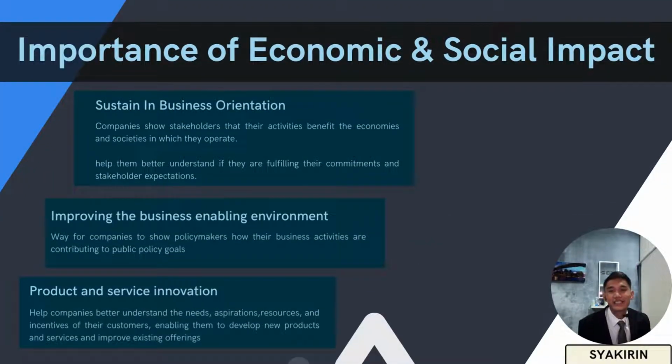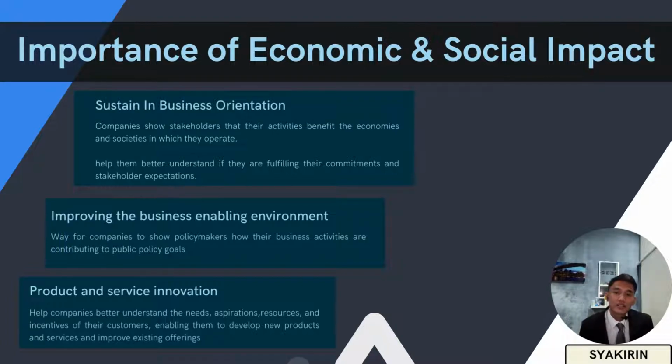Here we will discuss the importance of economic and social impact. First is to sustain business orientation. Companies will show their stakeholders that their activities benefit the economies and society in which they operate. It also helps them better understand if they are fulfilling their commitments and stakeholder expectations. Next, improving the business enabling environment. It is a way for companies to show policymakers how their business activities are contributing to public policy goals.